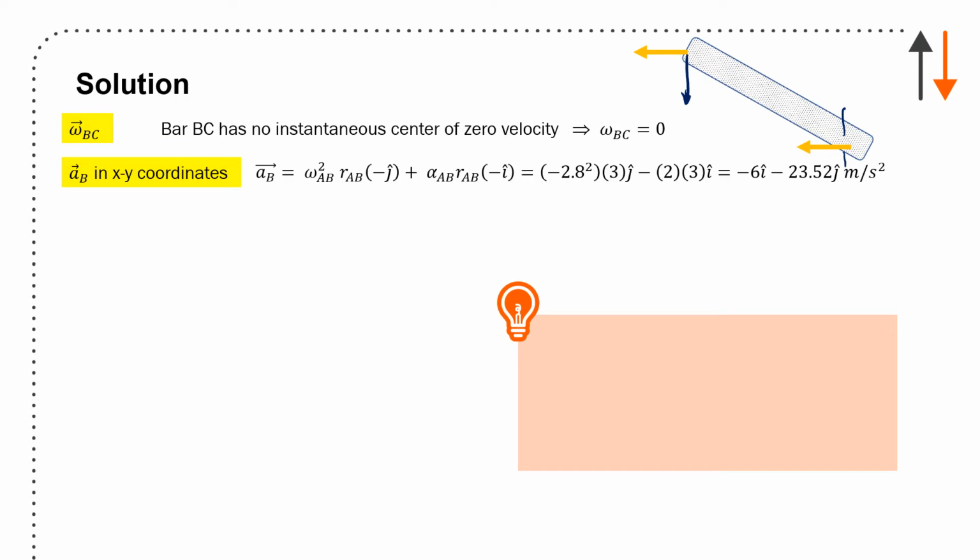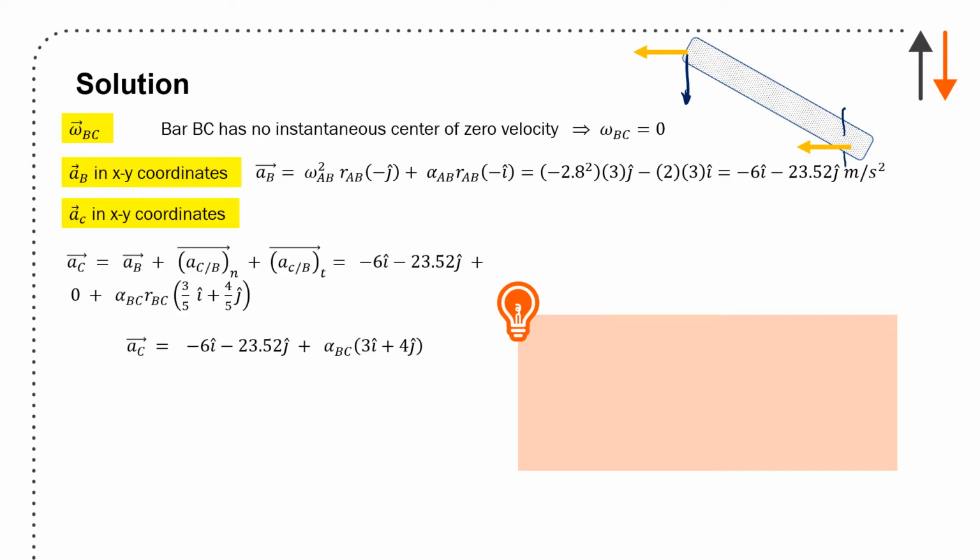For AB and XY coordinates, I can do it directly from the various relationships. And this is just broken up directly into its final parts. A_B is omega_AB squared, R_AB in the minus j direction, alpha_AB, R_AB minus j, and you end up with minus 6 i minus 23.52 j meters per second squared.